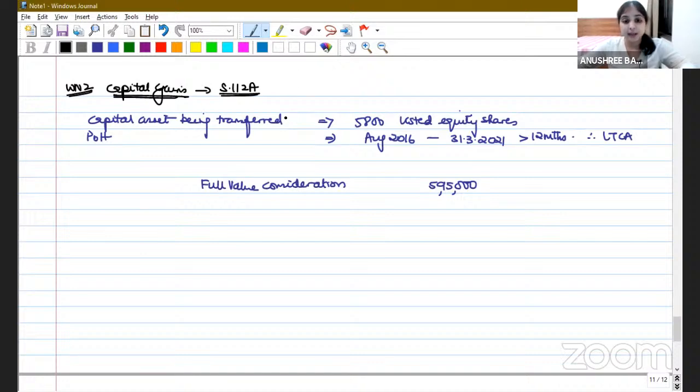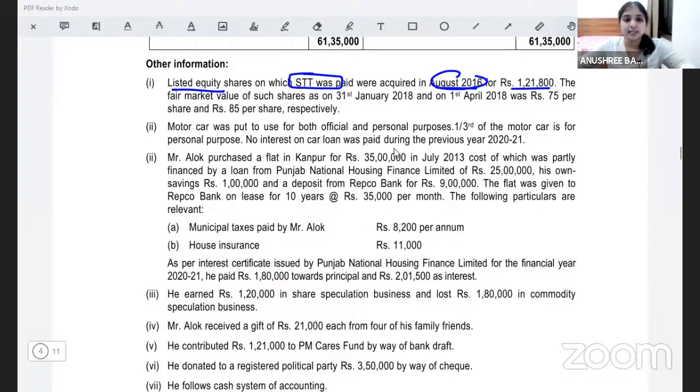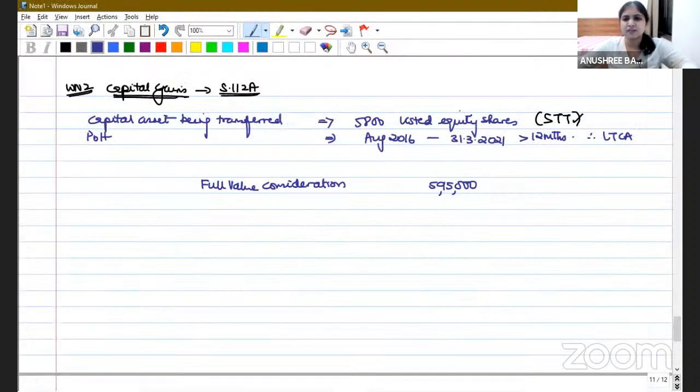So here my capital asset is 5,800 listed equity shares on which STT is paid. These shares were held for more than 12 months, hence long-term capital asset. What else does the question say? The question says they were purchased for 1,21,800. FMV on 31st Jan and on 1st April 2018, they have given to us. All right, so with all this information, we can finish off the computation of LTCG.